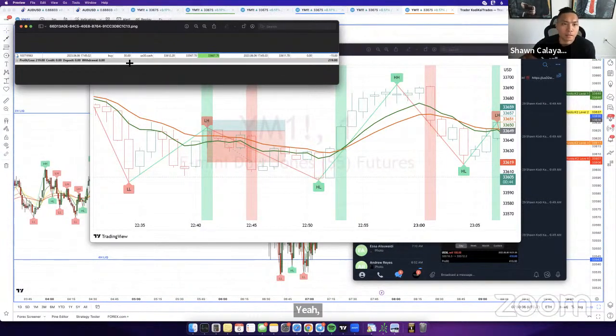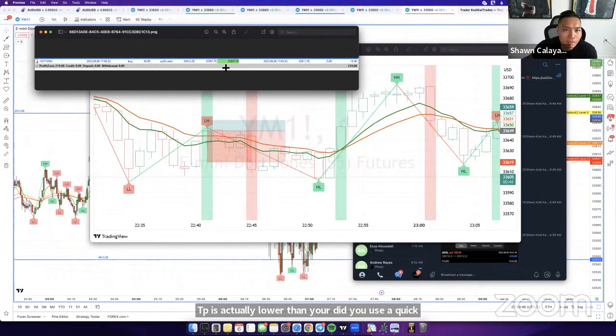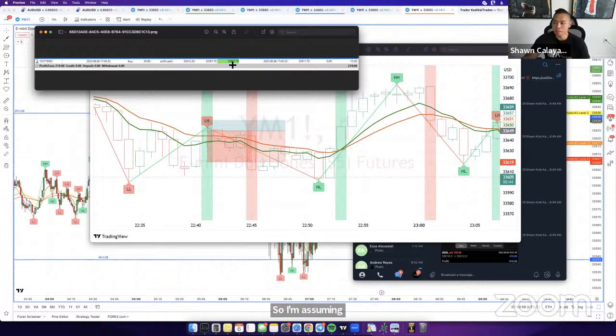Because your TP, you took a buy and your TP is actually lower than your entry. Did you use a quick trade manager, Maria? It looks like your slippage has got you really bad because your entry was right here at 612 and you got out at 607. So I'm assuming it hit your TP and it spiked down really hard. That slippage is pretty crazy for this right here.